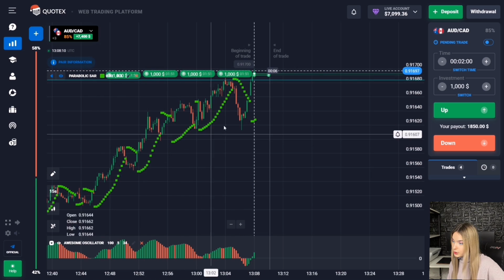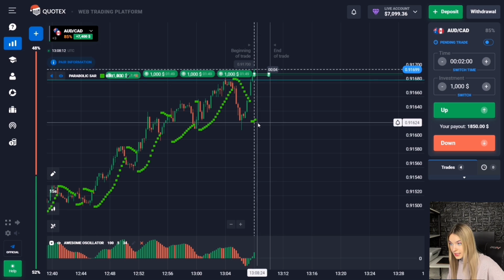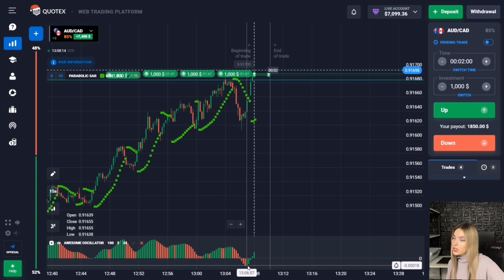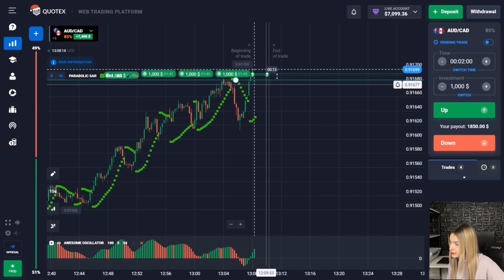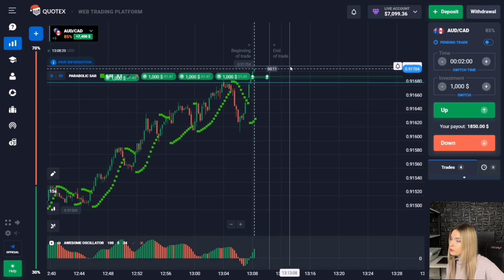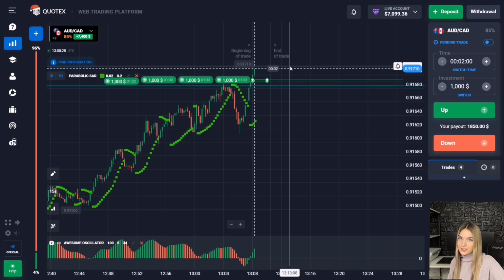Also, green dots begin to form under the chart. A green histogram is also formed, which means that volumes are growing for an increase. And in the near future the price will move up, and I think that 2 minutes will be quite enough even taking into account possible pro trade. And so guys, let's wait for the result.